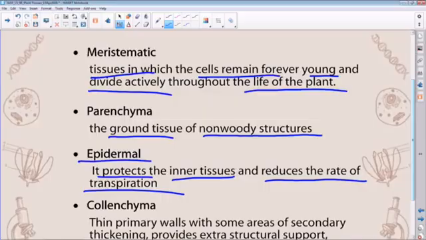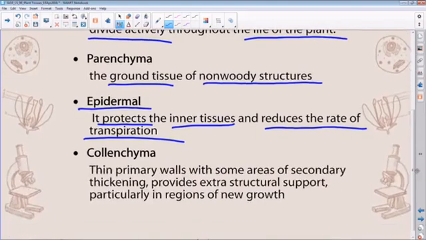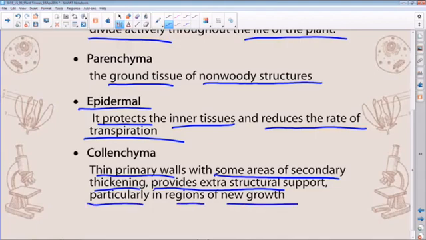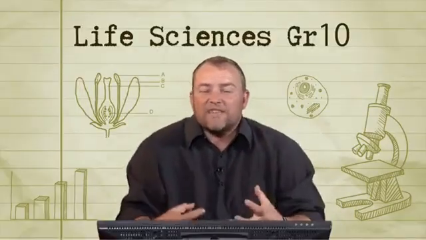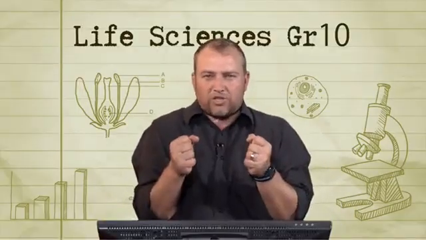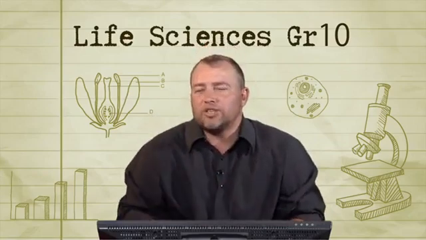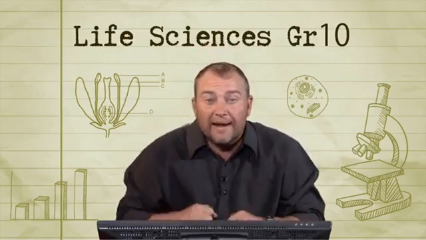Next one, parenchyma, okay? Thin primary walls with some areas of secondary thickening provides extra support, extra structural support, particularly in regions of new growth. Okay, these guys, parenchyma, and when I speak to you later about it, you'll find out we're talking about thickening corners. These are the type of plants that give you extra strength, that makes the plant stand up nice and hard, that is not woody. In other words, does not have that hard wood like a tree.